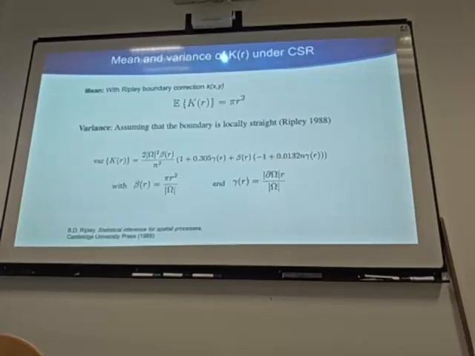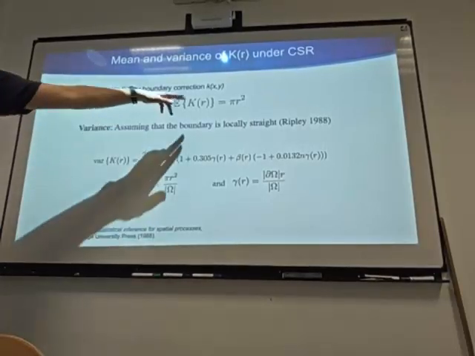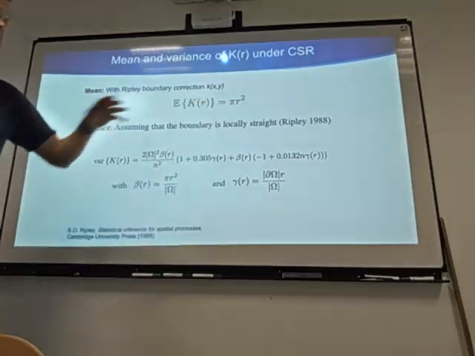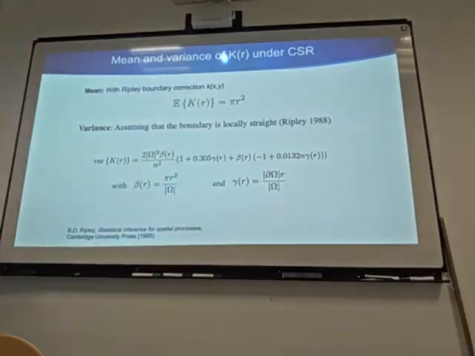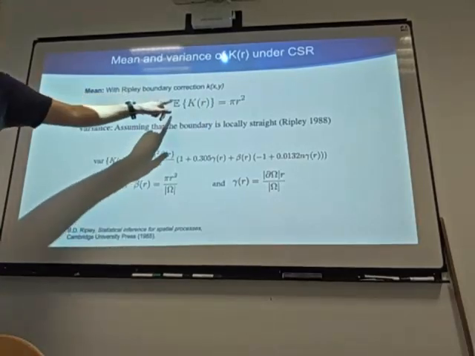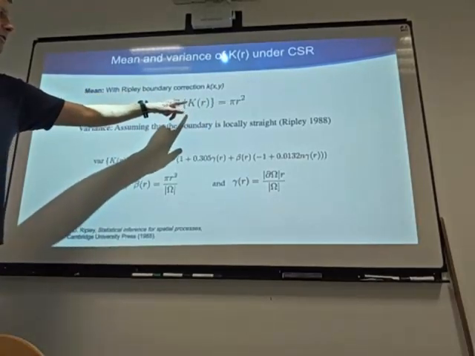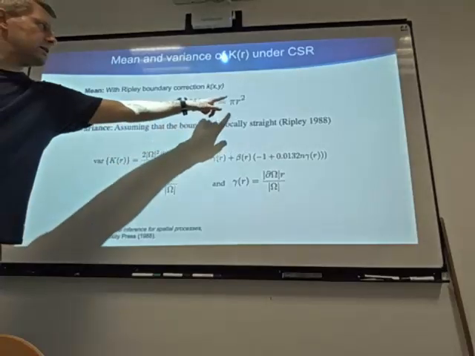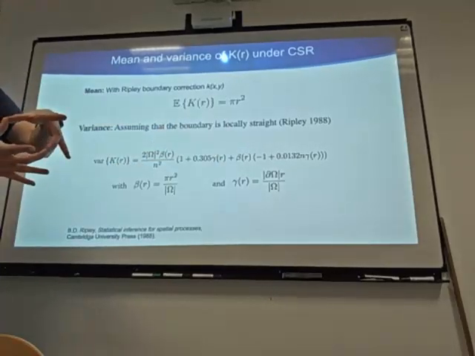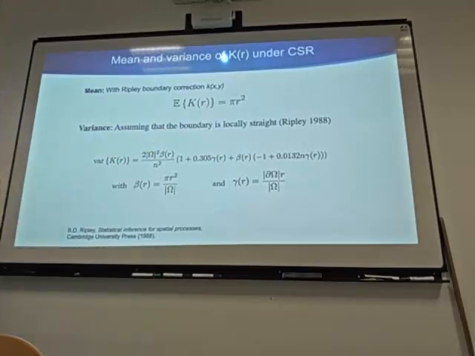This is typically the computation that was performed by Ripley in the 80s. He computed the mean of the K function at R for spatial randomness. You have some normalizing factor, but at the end, the mean of K(R) is the size of the search domain, pi R squared, and then the variance.